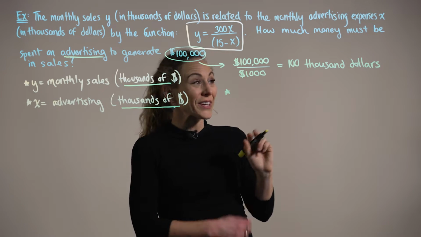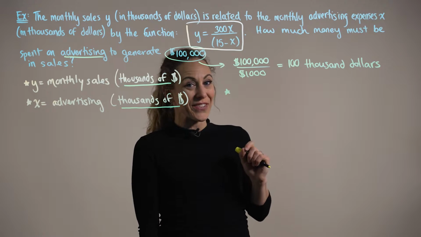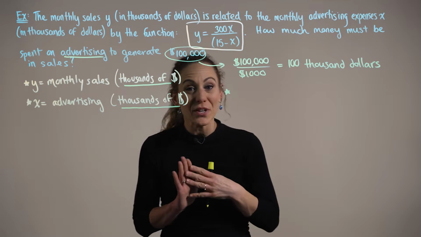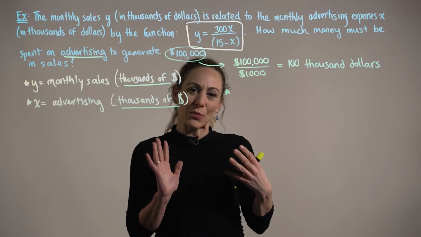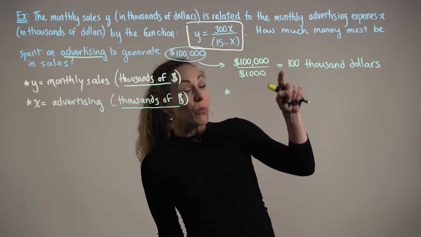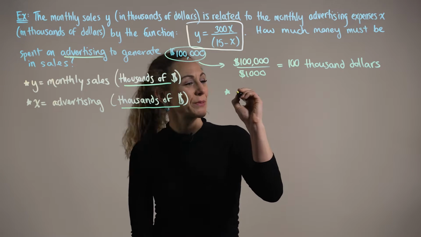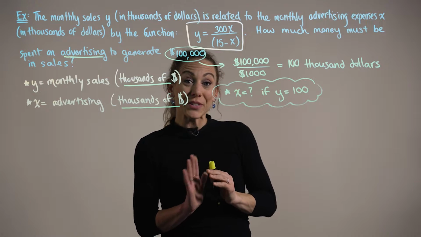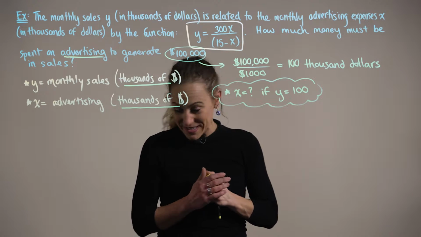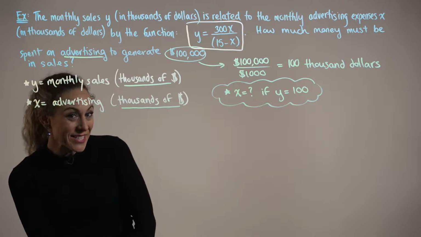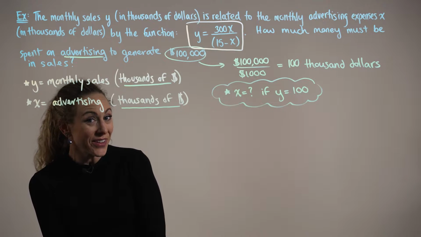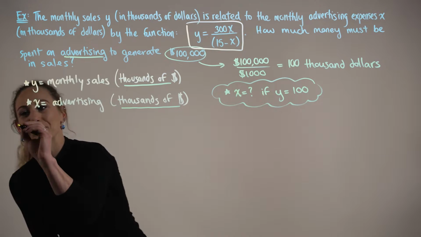So now that we've converted the Y to match the given units, we can observe that we want to find X is equal to what when Y is $100,000. So in order to find the amount of sales, we need to set Y equals $100,000 and solve for X.